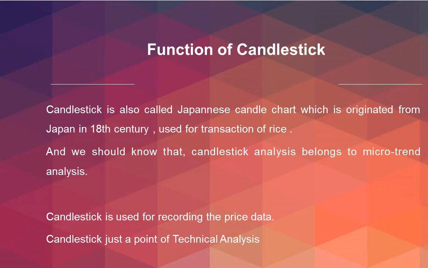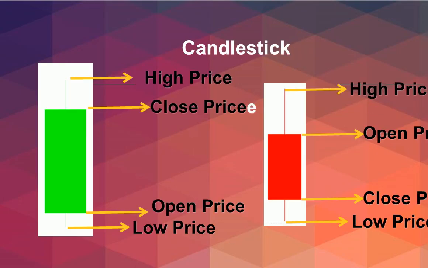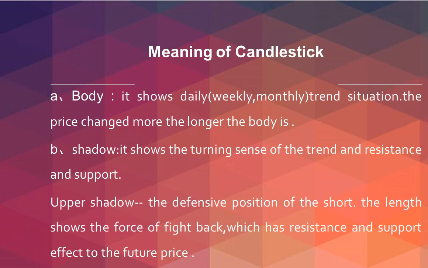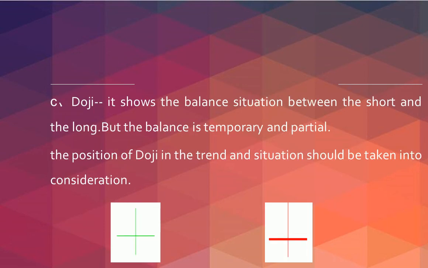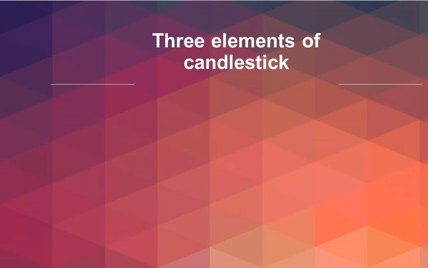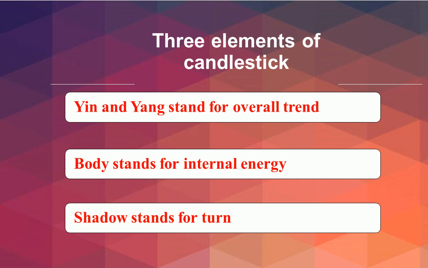Okay, so we learned the candlestick pattern, right? This is the candlestick. Green is the price up. Then red candlestick is the price down, okay? So that's the meaning of candlestick. And we can see this is a Doji candlestick. If you see the candlestick, the open price and the close price are the same. So this is the Doji candlestick. So three elements of the candlestick. Yin and Yang stand for overall trend. Body stands for internal energy. And shadow stands for intent.